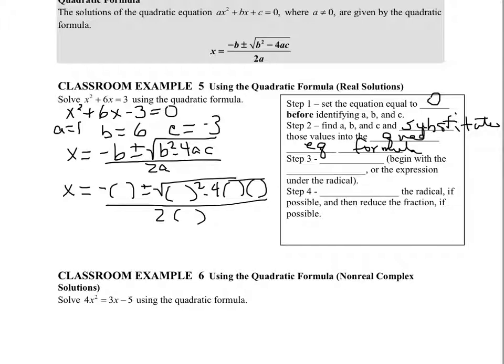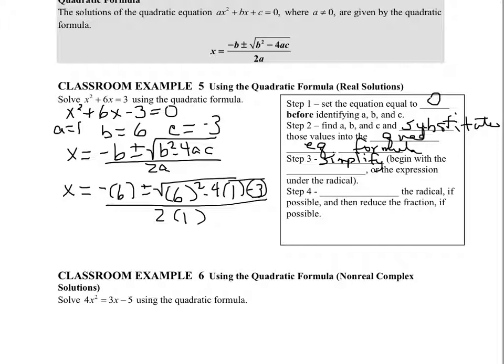So the first parentheses is a b, that's 6. This is a b, so that's a 6. The a value was 1, the c value was negative 3, and the a value is 1. Now, once I have substituted those values in, it's time to simplify. So we're going to put that down in the blank for step 3.